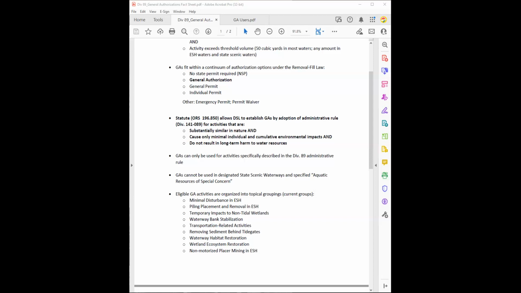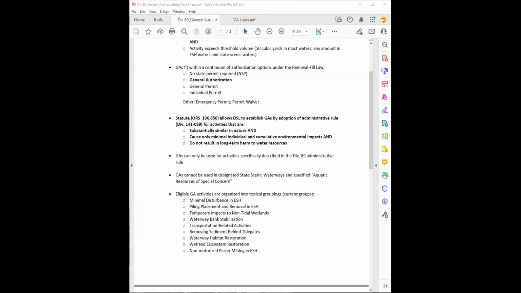General authorizations cannot be used in state scenic waterways, and that's because we have a separate division of rule that deals with state scenic waterways, and there's a very specific process that has to be followed for evaluating actions in a state scenic waterway. By the way, we do have a map on our website of where the state scenic waterways are located. So if you're curious, you can take a look at that on our website.